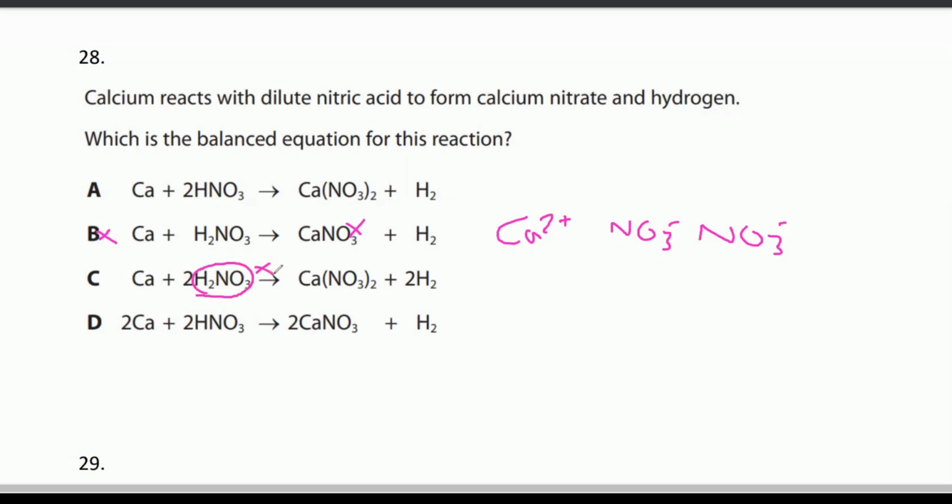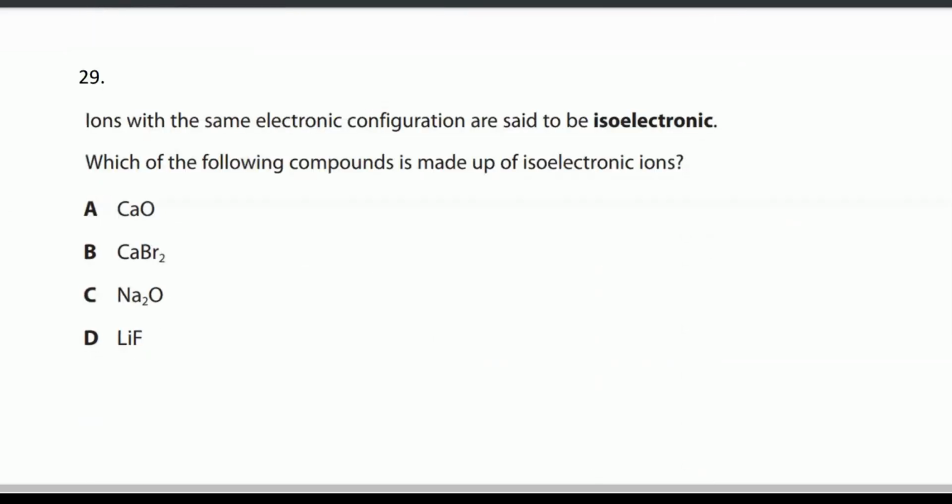Look at the formula of the nitric acid in C. That's not the correct formula for nitric acid. The correct formula is HNO3, so C is incorrect. And now let's look at D. Again, they've made the calcium nitrate mistake. They've used CaNO3. It should be Ca(NO3)2, which is in the top one. So A is the correct answer. And you could really just check that by checking that all the formulas are correct.